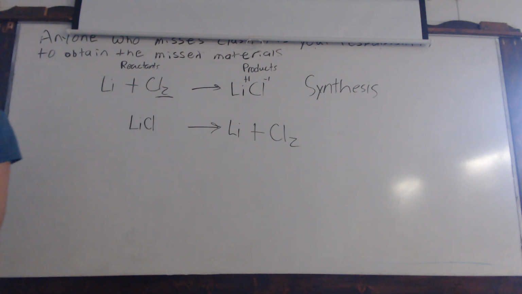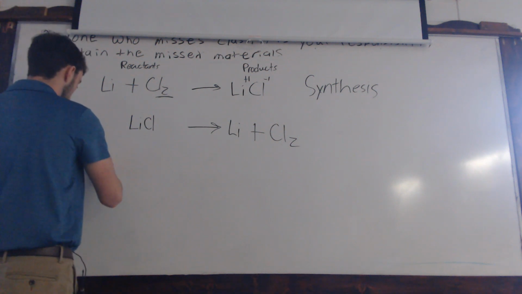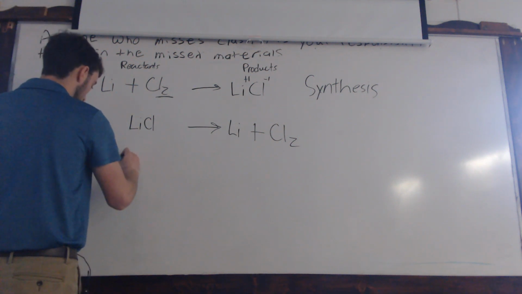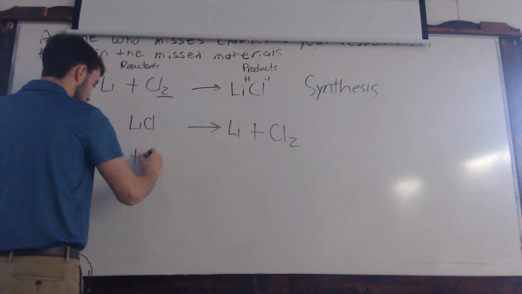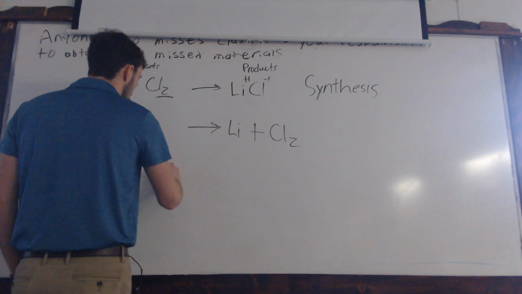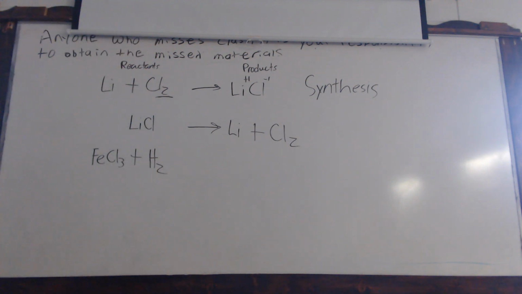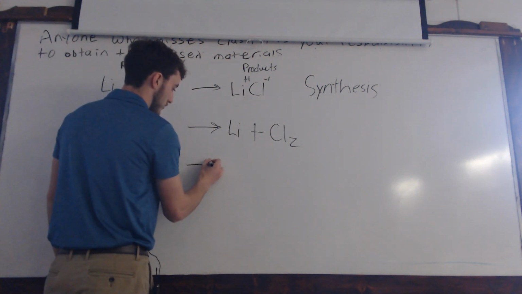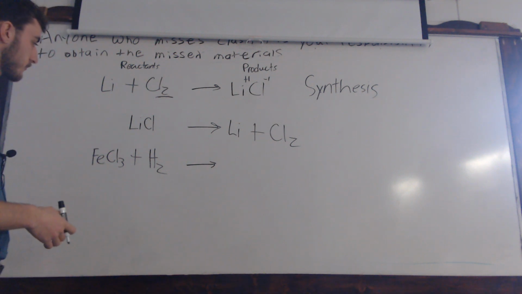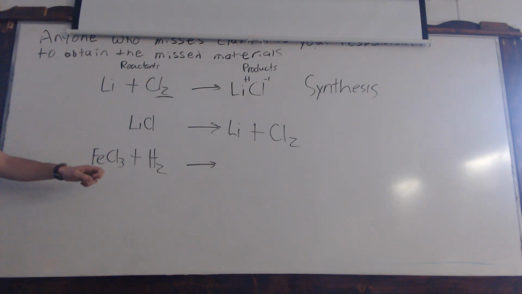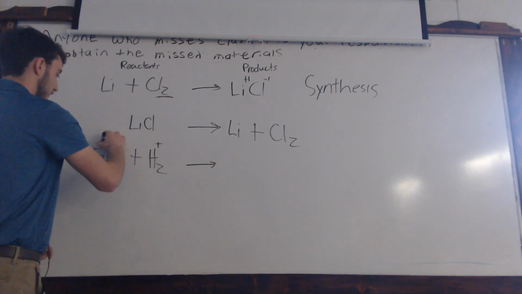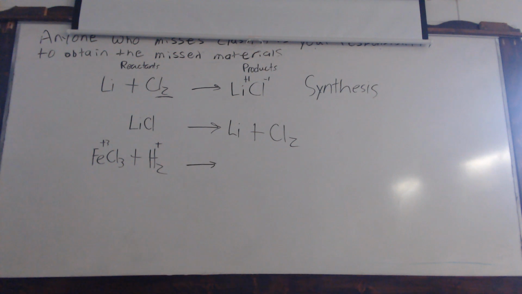So let's talk about what would be a single replacement reaction. Oh, hydrogen is also another one of those. I think that's the last one. Hydrogen will have it too. So the hydrogen is a positive, and the iron is a positive 3, but it's still a positive. So in a single replacement, the positive ones will swap.